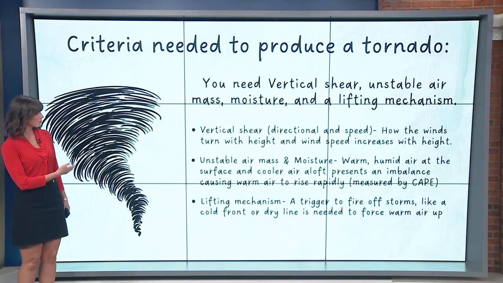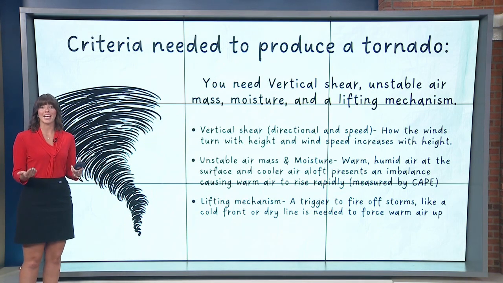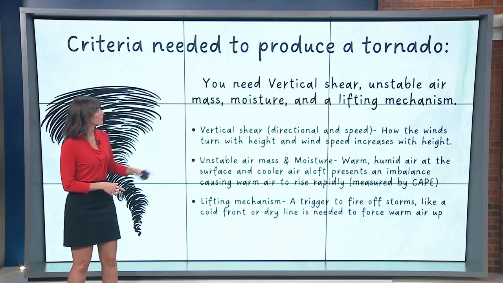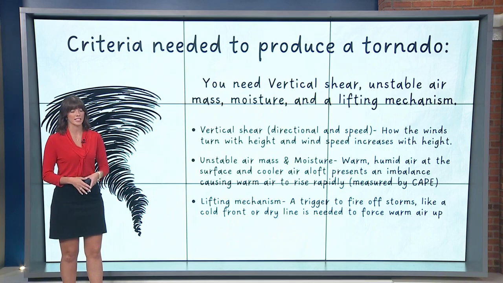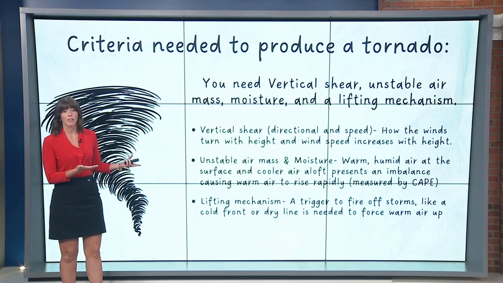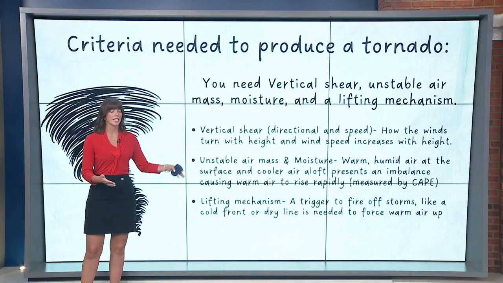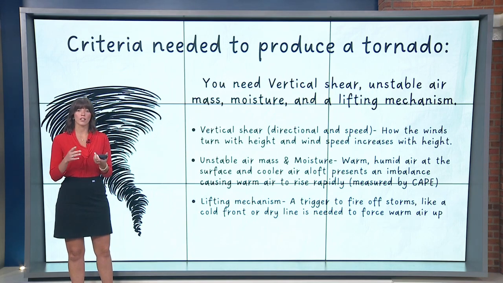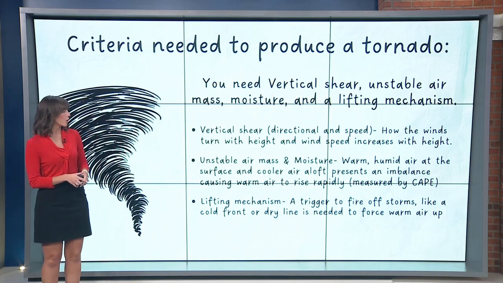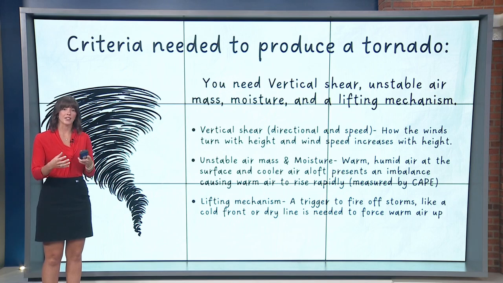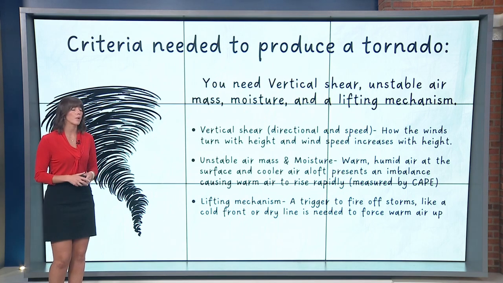come together. The first main ingredients that you're going to need to produce a tornado, to get a rotating supercell, are vertical wind shear, an unstable air mass, moisture, and a lifting mechanism. What does all that mean, right? Quite a lot of big words. Vertical shear, you're looking at directional and speed, and that's how the winds are rotating or increasing with height. So at the surface, we're going to go over that in a moment, but at the surface, how the winds move from, say, east to west, or how they're increasing with height.